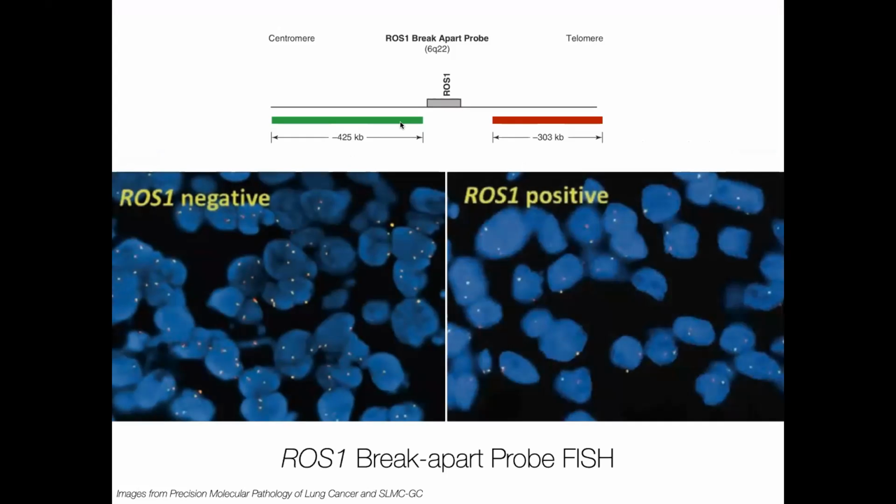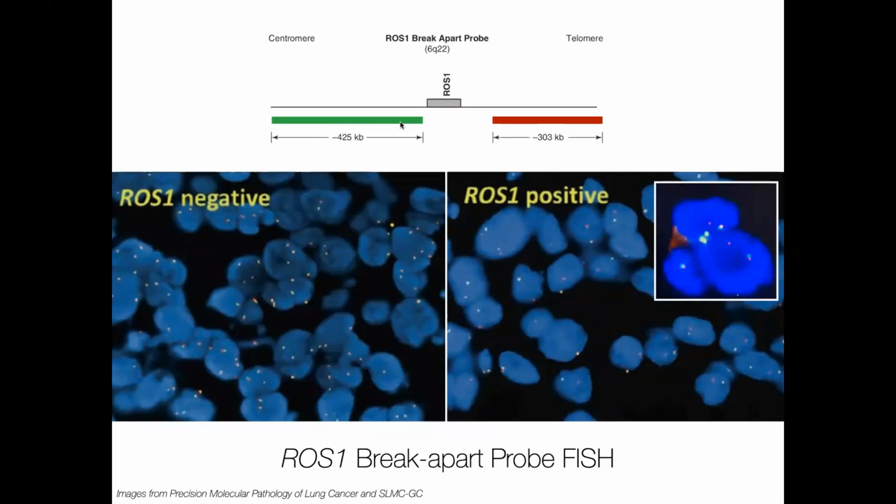In a ROS1 positive sample, one of the yellow signals splits, resulting in separated red and green signals, in addition to the yellow signal from the normal chromosome. We usually evaluate a total of 50 cells, and we need split signals by at least 1 probe diameter in 15% or more of the tumor cells to call it positive. Since we started our ROS1 FISH assay last November 2018, we detected 3 out of 246 ROS1 positive cases, which is roughly about 1%.